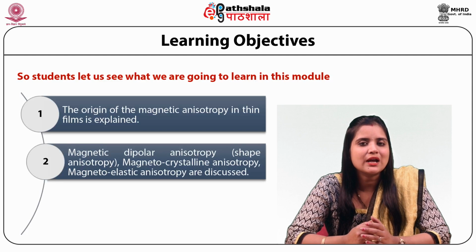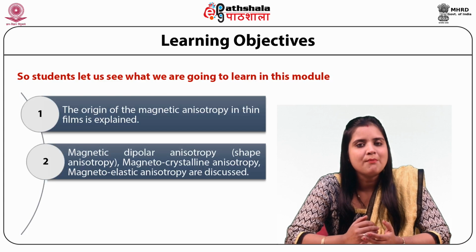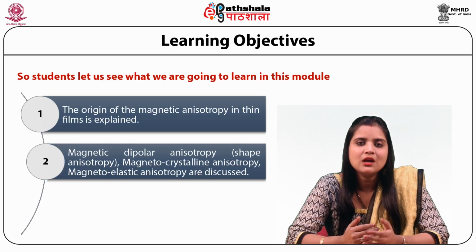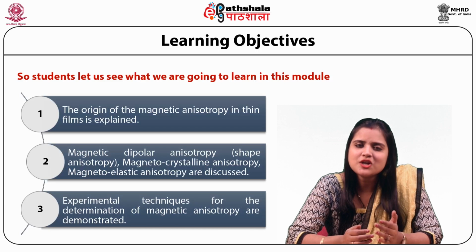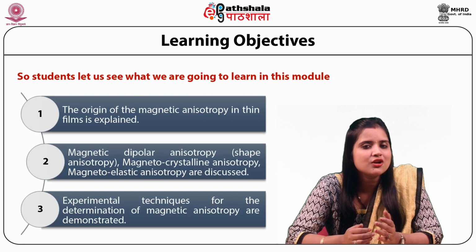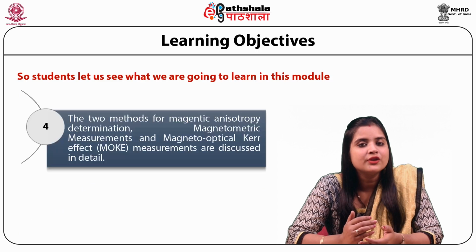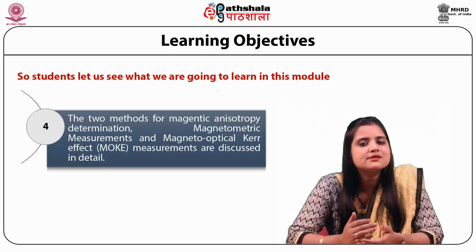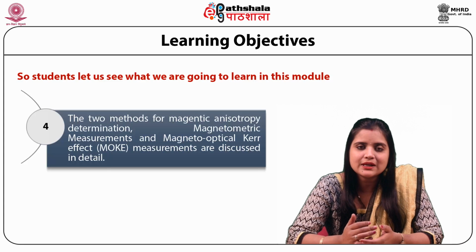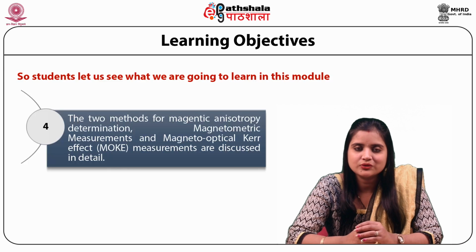Magnetic dipolar anisotropy, which is also known as shape anisotropy, magneto-crystalline anisotropy, and magneto-elastic anisotropy are discussed. Experimental techniques for the determination of magnetic anisotropy are demonstrated. The two methods for magnetic anisotropy determination, one is the magnetometric measurements and secondly the magneto-optical Kerr effect, which is MOKE measurements, are discussed in detail in the module.